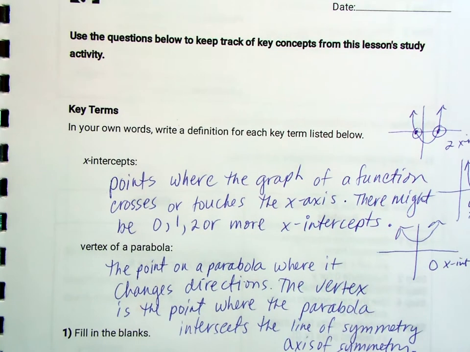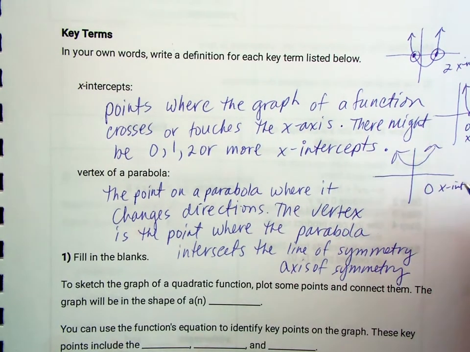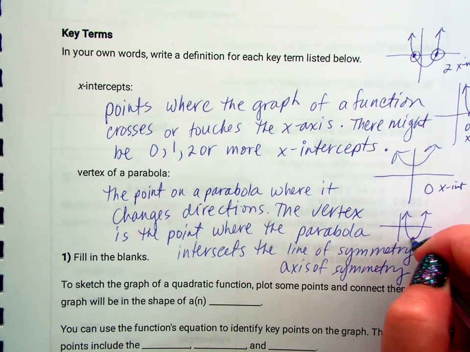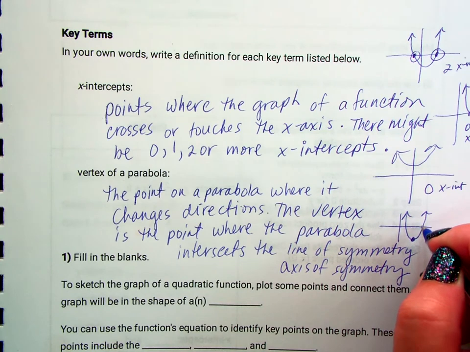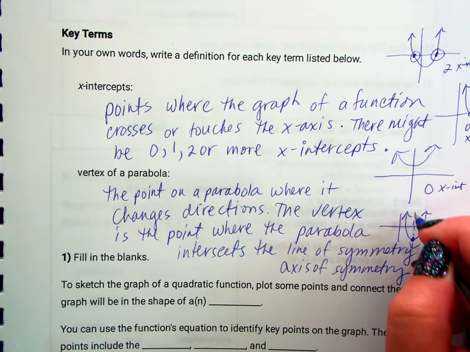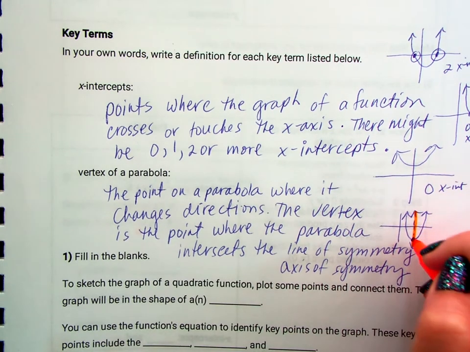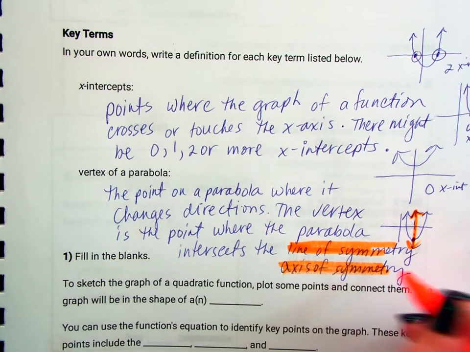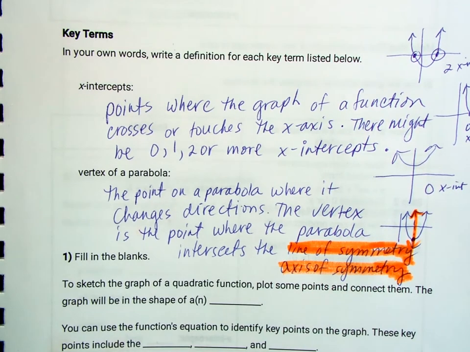So let's draw a quick sketch of this as well. Picture that you've got a graph with a vertex, and the graph is going down, down, down until the vertex, and then it's going up, up, up. So this is the point where it changes direction, as well as the point right where the line of symmetry or axis of symmetry intersects. Those 2 different words mean the same thing, axis of symmetry or line of symmetry. It's that line drawn down the center.